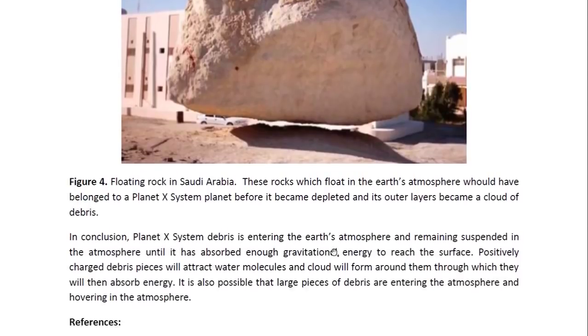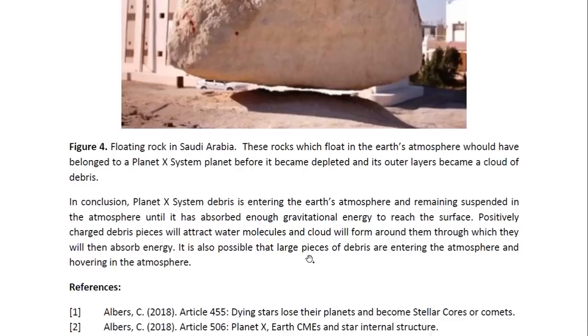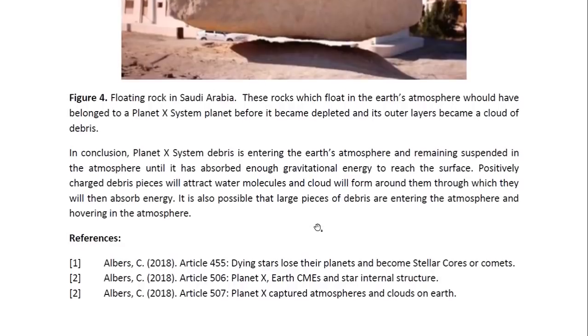So in conclusion, Planet X system debris is entering the Earth's atmosphere and remaining suspended in the atmosphere until it has absorbed enough gravitational energy to reach the surface. Positively charged debris pieces will attract water molecules and cloud will form around them, through which they will then absorb energy. It is also possible that large pieces of debris are entering the atmosphere and hovering in the atmosphere. Well, we see there seems to be evidence of that here.